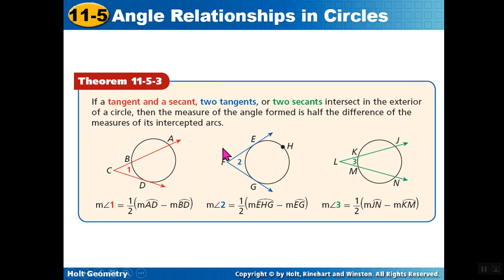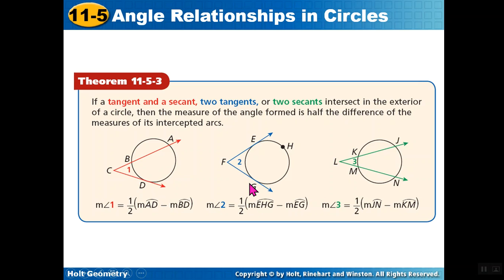But here, what we will do is subtract the big arc minus the small arc, then divide the answer by 2. Again, we will subtract the measure of arc AD minus the measure of arc BD, then divide the answer by 2. Or we can say that the measure of angle 1, which is outside the circle, the intersection is outside, is equal to half the measure of arc AD minus the measure of arc BD.